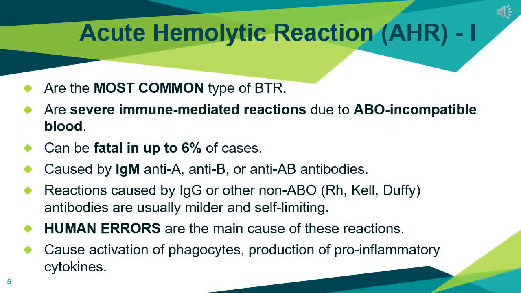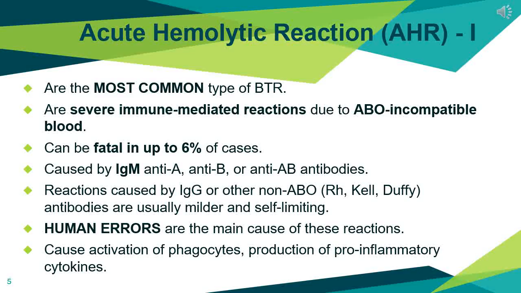Acute hemolytic reactions. Blood transfusion reactions usually take the form of an acute hemolytic reaction. These are severe immune-mediated transfusion reactions due to the administration of ABO-incompatible blood. It can be fatal in up to 6% of cases. They are caused by IgM type anti-A, anti-B, or anti-AB antibodies. Transfusion reactions caused by IgG, Rh, Kell, Duffy, or other non-ABO antibodies are usually milder and self-limiting. Technical or clerical laboratory errors are the main cause of these reactions.